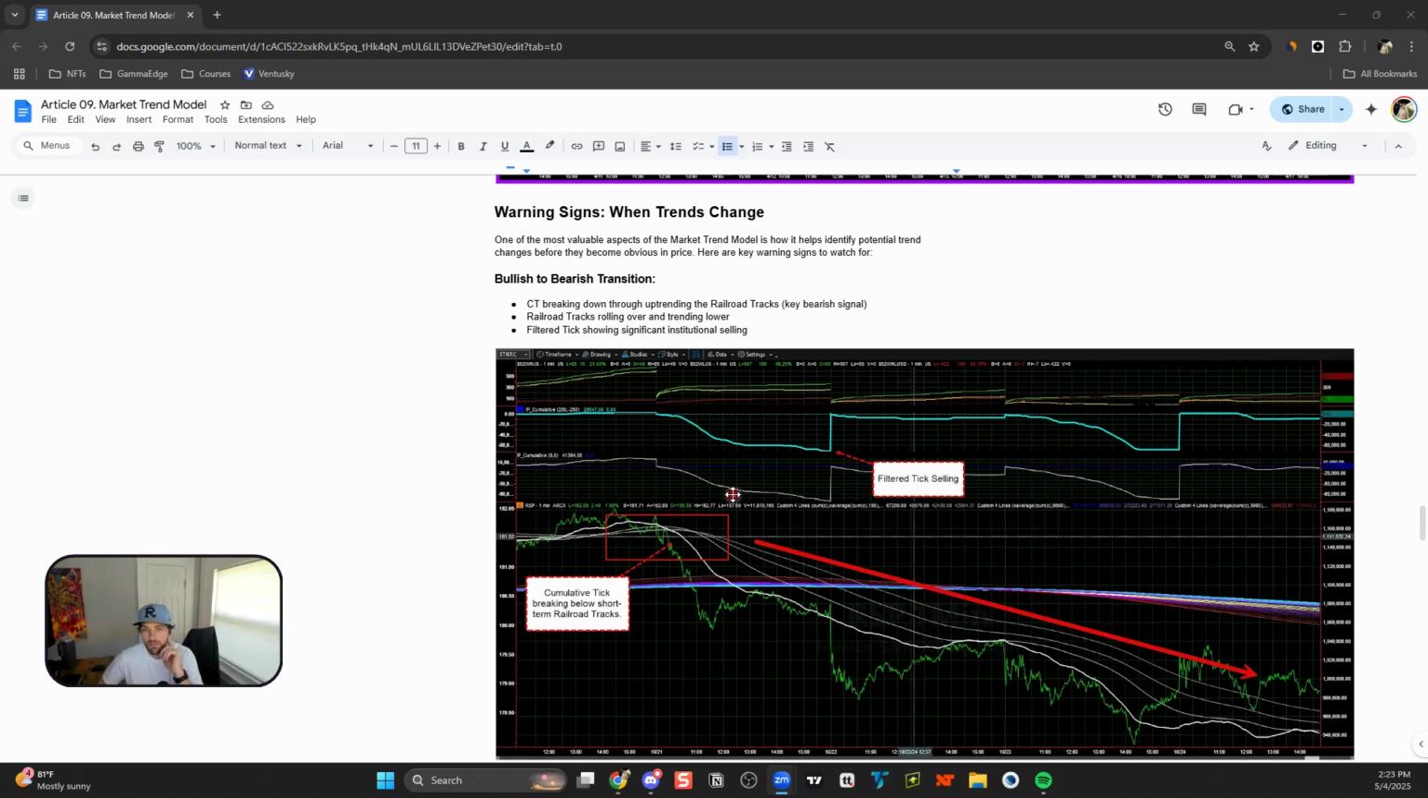And then this is also helpful when we are getting a change in trend. Down here is a bullish to bearish transition. Right here, we can see that we were trending higher. Cumulative tick was starting to get above the railroad tracks, but then we saw a breakdown. This breakdown sustained, cumulative tick trending lower, railroad tracks trending lower, the rainbow ribbon starting to trend lower as well. And then we've seen sustained selling as opposed to sustained net large buying via the filtered tick.